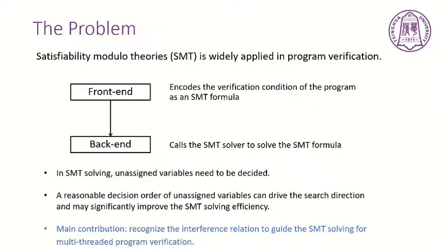So, a reasonable decision order of unassigned variables can drive the search direction of the SMT solving and significantly affect the SMT solving efficiency. So, in this paper, we outline the interference relation in multi-threaded programs and develop a strategy to guide the SMT solving for multi-threaded program verification. We show that the interference is important, and we recognize the interference variable and generate a decision order to improve the overall efficiency.